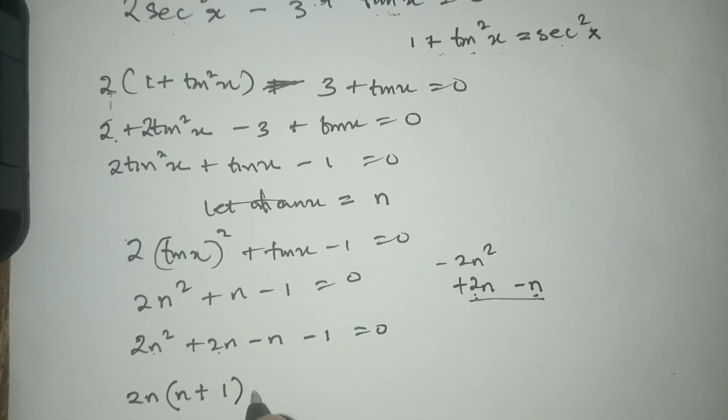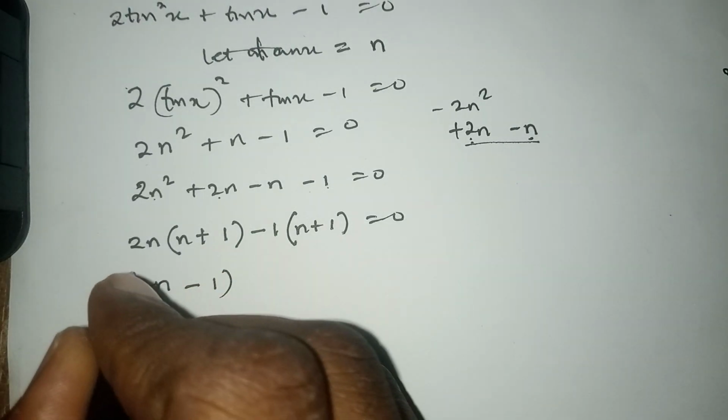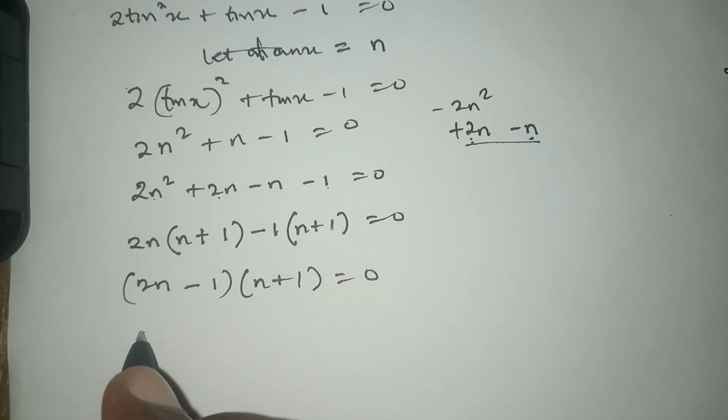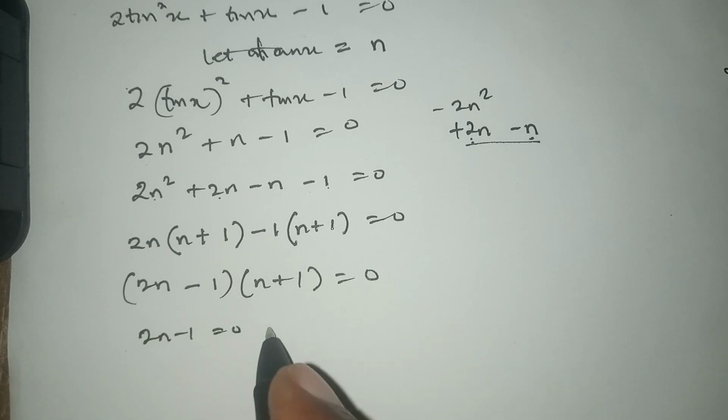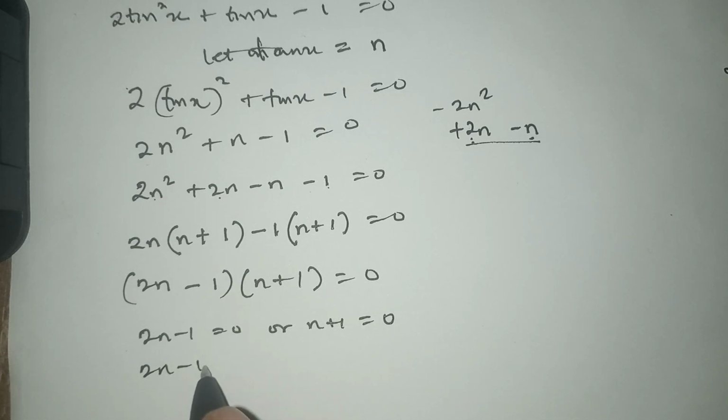Then what's common here? 1 is also common, so we factorize minus out. So we have (n plus 1) equals 0. So we have (2n minus 1)(n plus 1) equals 0. So at the end of the day, we have 2n minus 1 equals 0, or n plus 1 equals 0. Let's solve this part. 2n equals 1, or n equals -1. So n equals 1/2, or n equals -1.